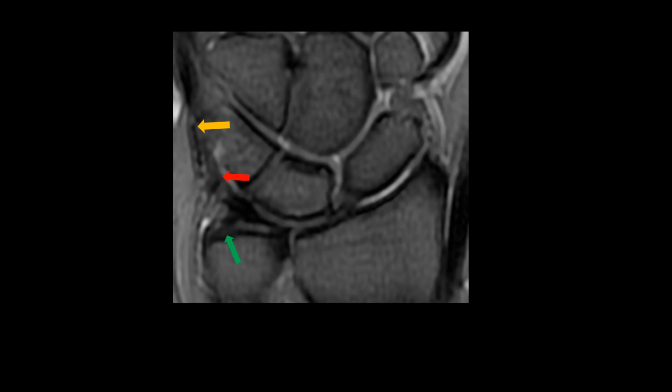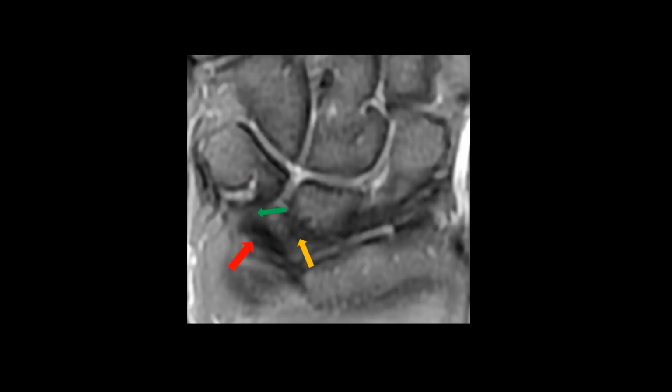The yellow arrow points to the linear hypointense structure overlying the meniscus homologue, and this is the ulnar collateral ligament. The green arrow points to the deep lamina attaching to the ulnar fovea. Here, the red arrow points to the central TFC disc, and the yellow arrow points to the linear hypointense fibers extending to the lunate bone, indicative of ulno-lunate ligament.